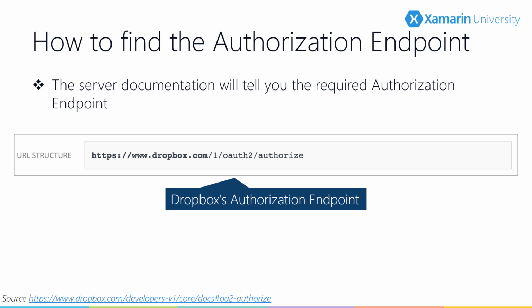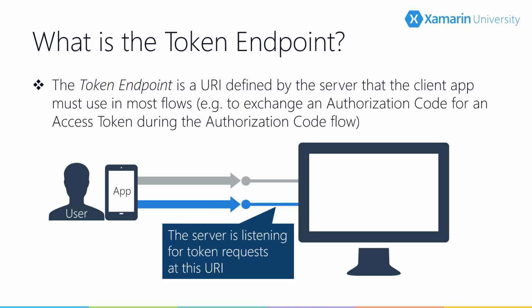And as an example, this slide is showing Dropbox's authorization endpoint URL. Now, the token endpoint is used to exchange an authorization token for an access token. On most servers, the client secret is required for this step. As mobile developers, we will only use the token endpoint for the authorization code flow, not the implicit flow.